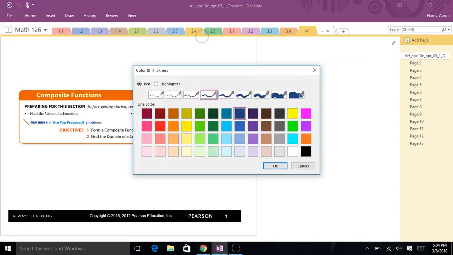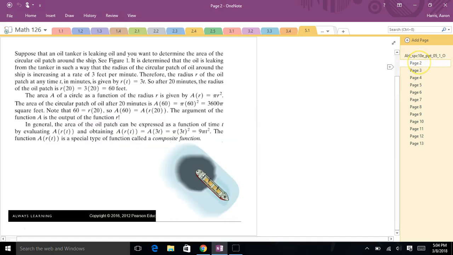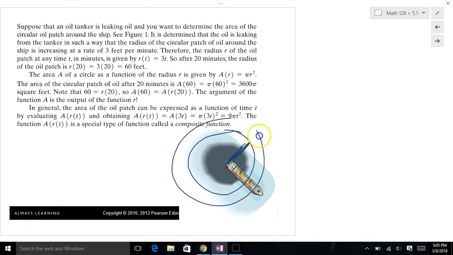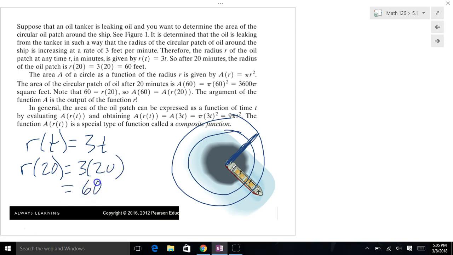Get my pen here. Let's look at an application in the real world. Let's say you had this oil tanker. It's leaking oil. So, for instance, over time, this radius is going to be increasing, right? That radius gets bigger and bigger as the oil spreads. So let's say for a minute that this radius is defined as 3 times the number of minutes, t, in minutes. So, for instance, after 20 minutes, your radius is 60 feet.